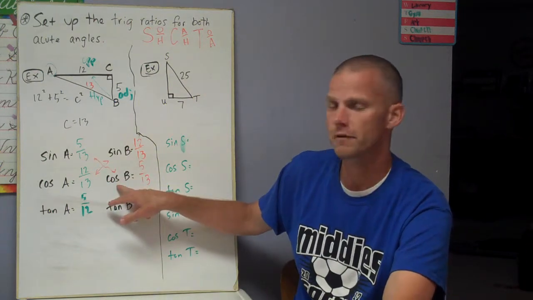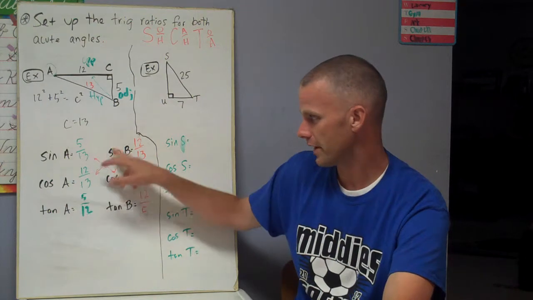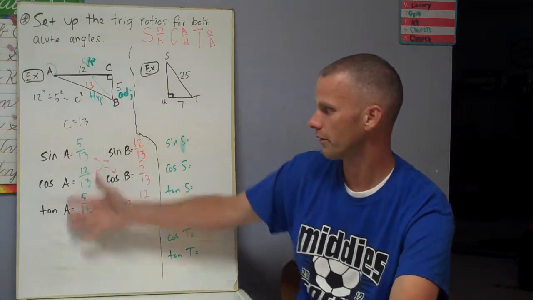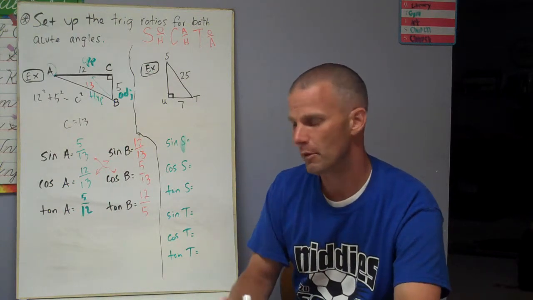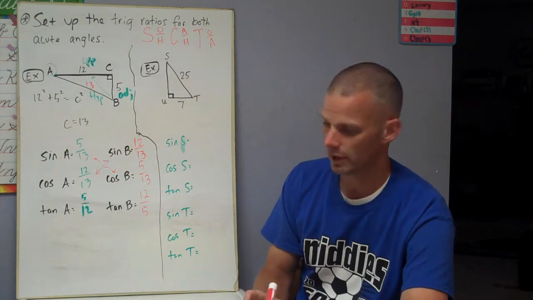Sine of A, cosine of B, same thing. Cosine of A, sine of B, same thing. So if you figure out the first 3, the second 3 are a lot easier if you can just remember the pattern. Alright.